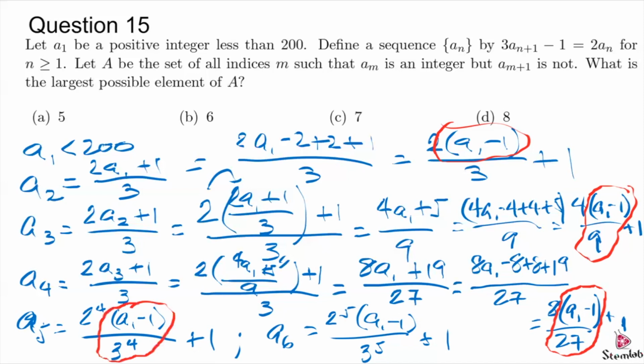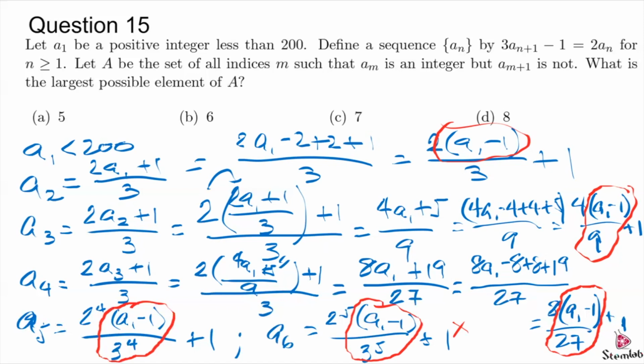A sub 1 minus 1. And for a sub 6 to be an integer, it has to be divisible by 243, which is 3 to the 5th. But we know that a sub 1 is less than 200. So a sub 6 is not possible. So we only know that a sub 5 can be, because 3 to the 4th is 81. So if 81 divides a sub 1 minus 1, we're good.